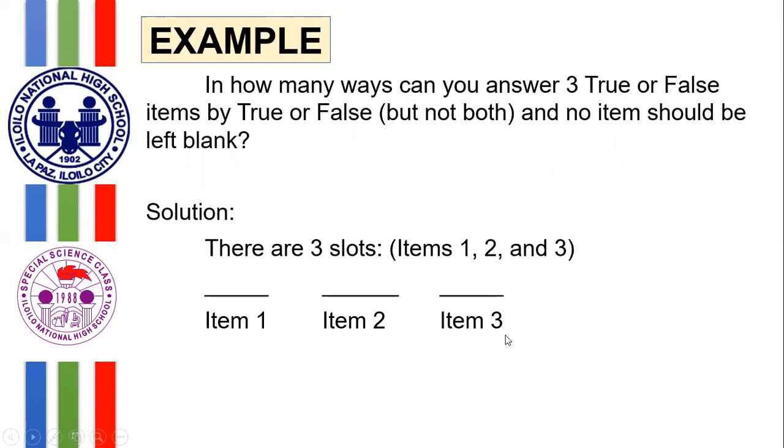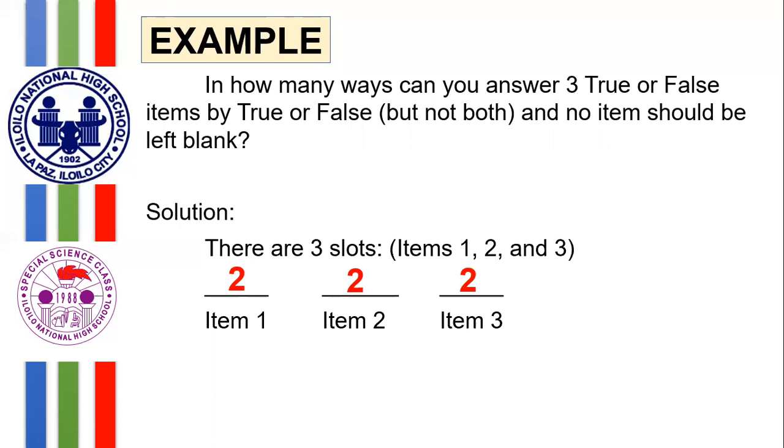And you might ask, in how many ways can you answer item number 1? There are 2 ways. It's because you will write there true or false only. You cannot write both of them. You cannot leave them blank. That's why there are only two ways of providing answers for item number 1. The same thing with number 2. You could answer true or false in number 2. And the same is true for number 3.